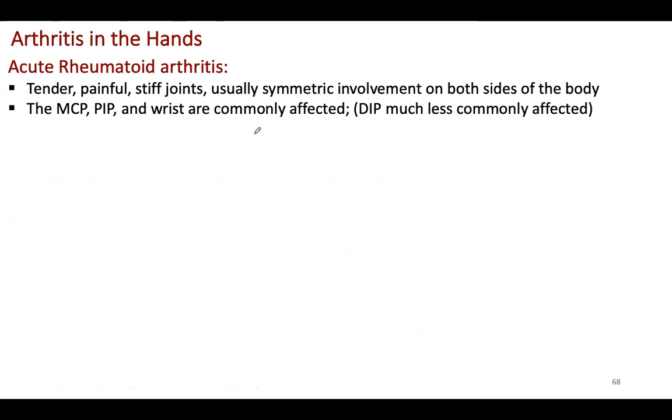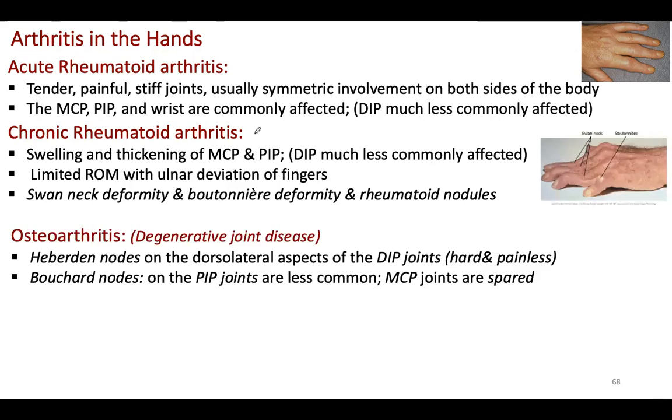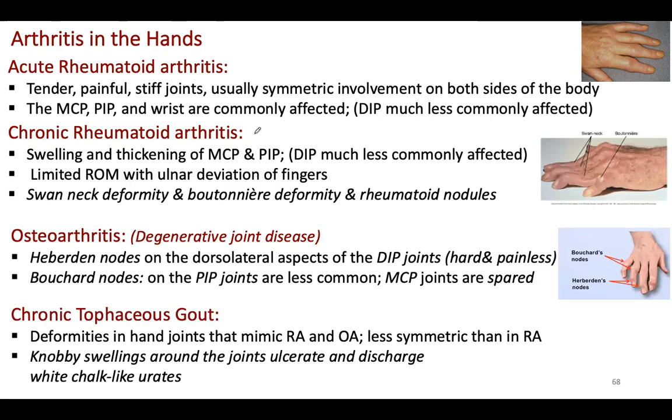Okay, arthritis in the hand. Acute rheumatoid arthritis can involve hand joints with tender, painful, stiff joints. And this stiffness is very prolonged in the early morning, for 1 hour. And usually it is the MCP and PIP. DIP is much less commonly affected. Chronic rheumatoid arthritis, again, in the knuckles and PIP and the wrist, and there are deformities: swan neck deformity, boutonniere, and ulnar deviation. Osteoarthritis involves even the distal interphalangeal joints. You can get nodes, Heberden nodes and Bouchard nodes.